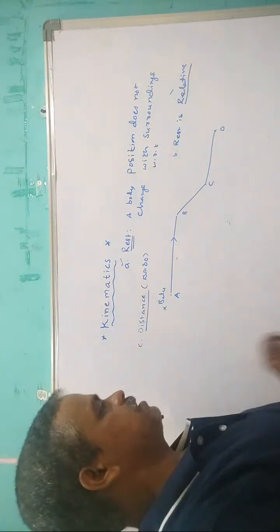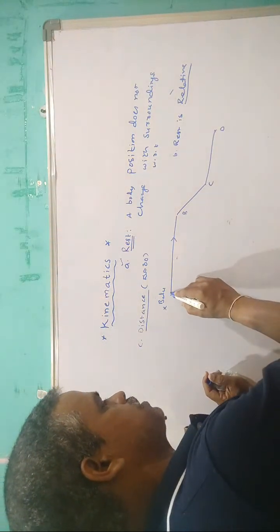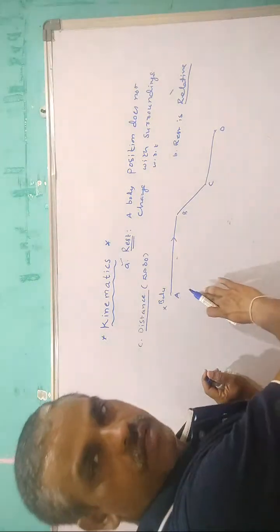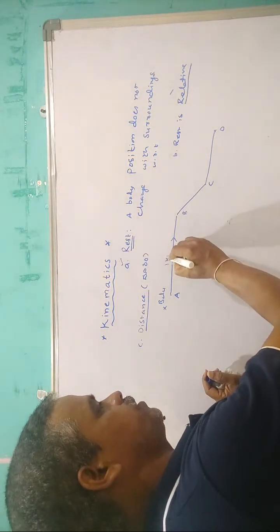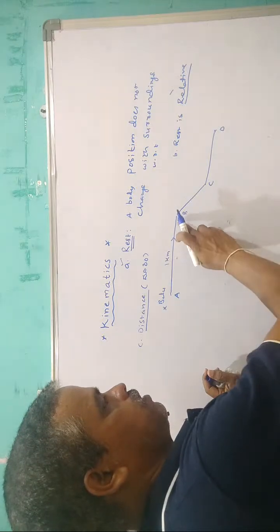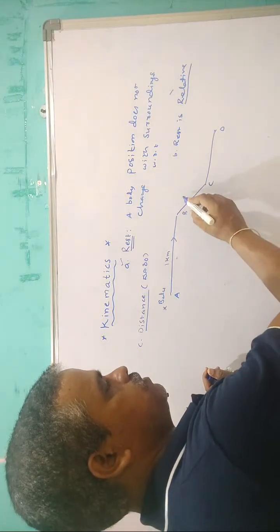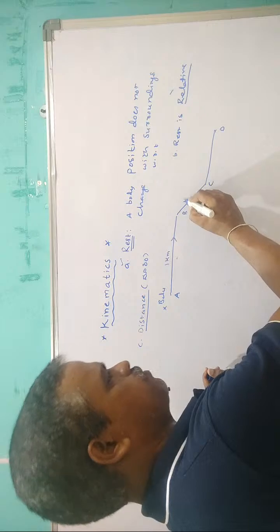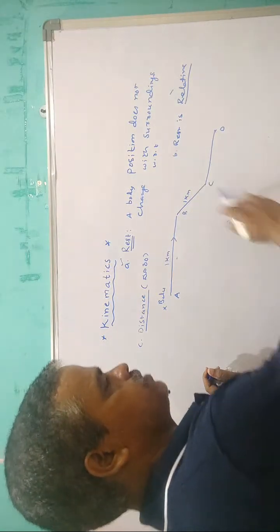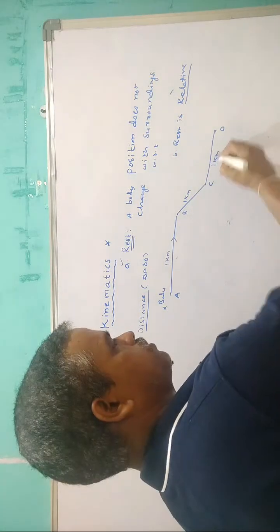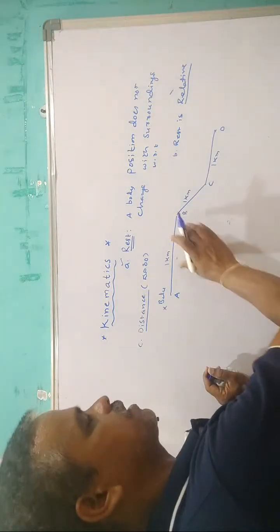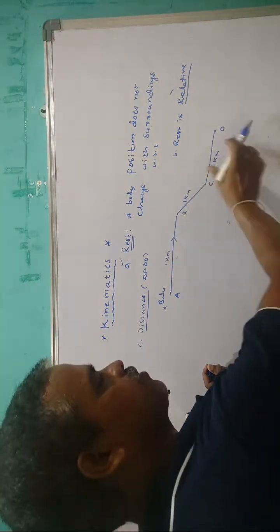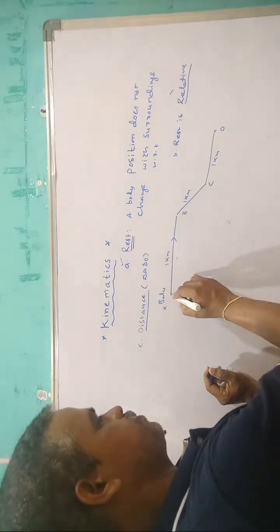See what happens here. Balu started walking at point A, 1 kilometer up to point B. Then B to C. Here, for example, take 1 kilometer only. C to D, 1 kilometer. There can be differences, but I am taking generally 1 kilometer, 1 kilometer, 1 kilometer. So what happens here, Balu?